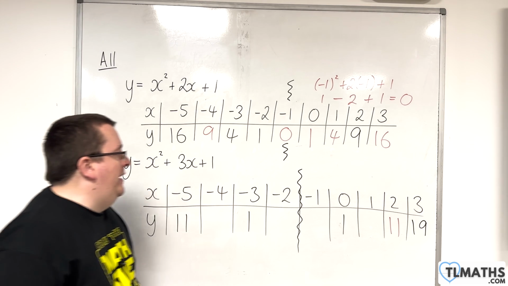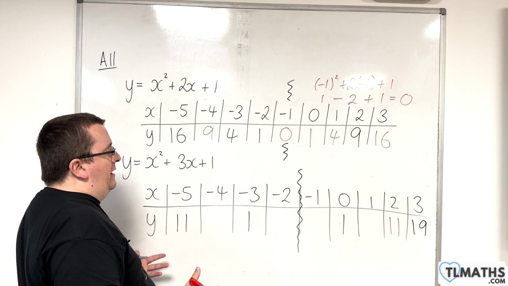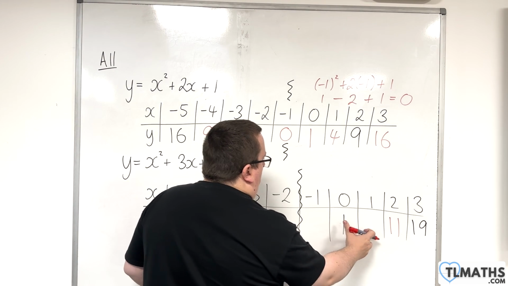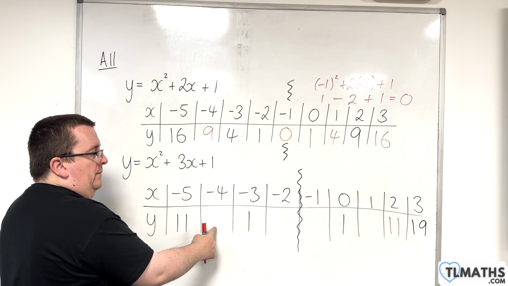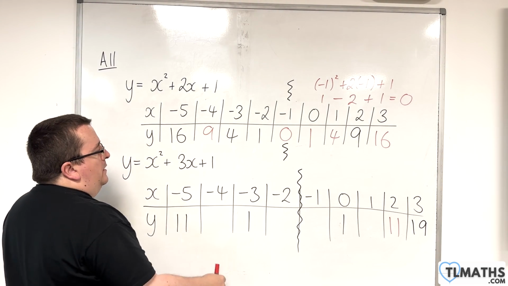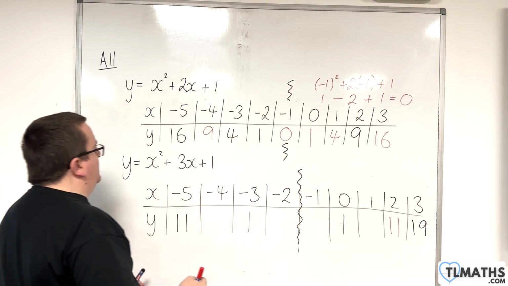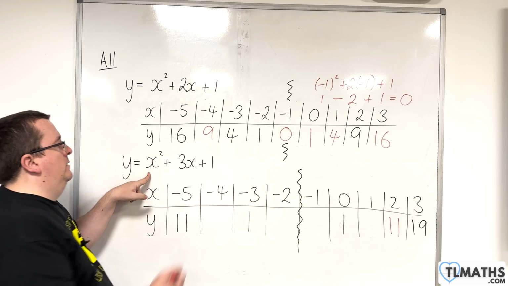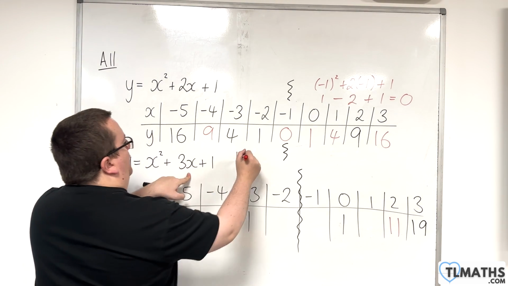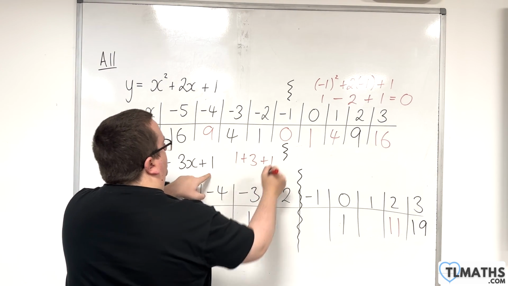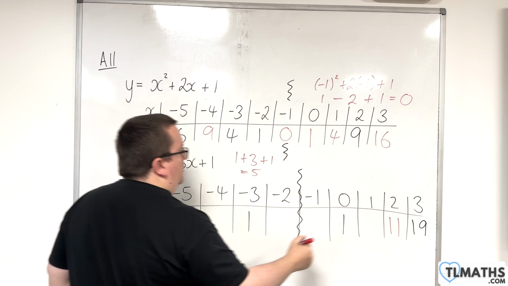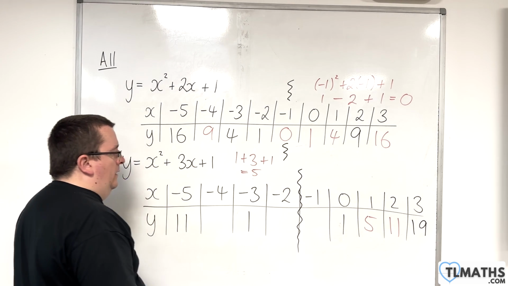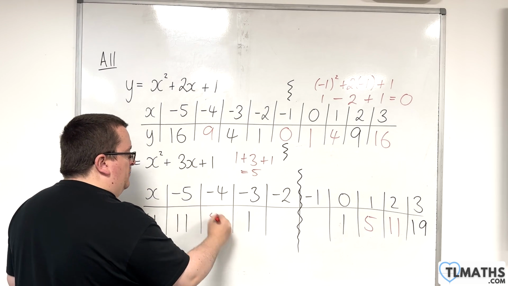So I actually only now need to find 2 values. Let's say that one, and then I've got that one and that one, because of the mirror. So when x is 1, let's do the easy one first. I'm going to get 1 squared, so 1, plus 3 lots of 1, plus 1. So that's 5. So I know that's 5, so that means this one must be 5.